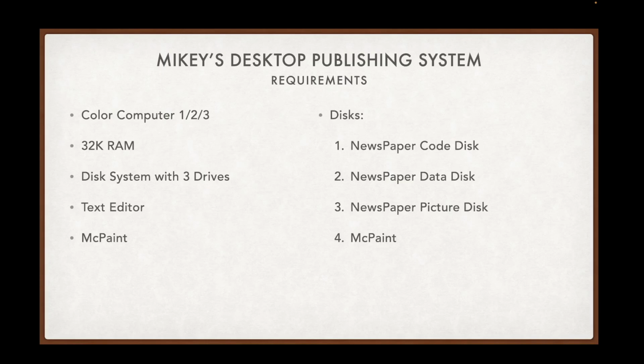And you need to have 4 different disks in order to actually utilize the system. Obviously, you have 3 drives, so there's some disk swapping around that needs to happen. You need to have the code disk, which I showed a moment ago. You need to have the data disk, which contains all of your text files and graphics. A picture disk, which is used to compile the output. And you also need the McPaint disk, which we talked about a moment ago.